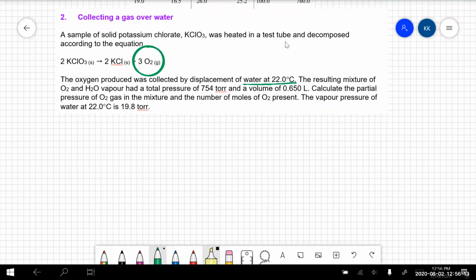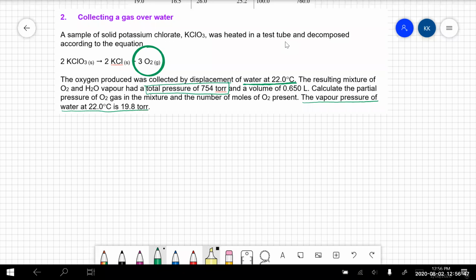So we know the temperature. You could go to your table and look it up, but in this case, most times the question will tell you what the vapor pressure of water is at that temperature. So the resulting mixture had a total pressure. Our total pressure here is 754 torr, and our volume is 0.650 litres. So how are we going to solve this problem?